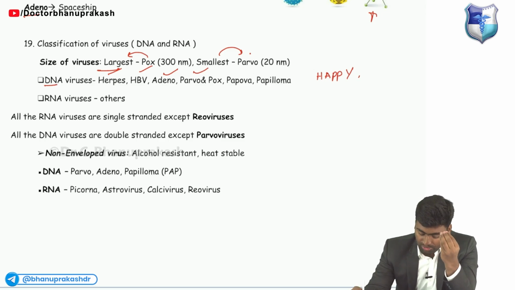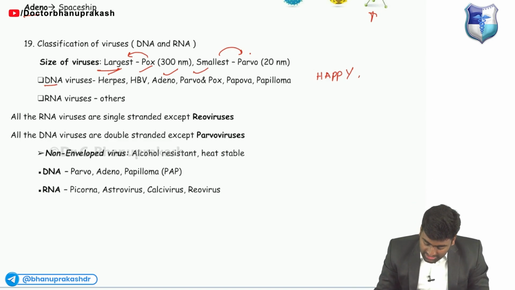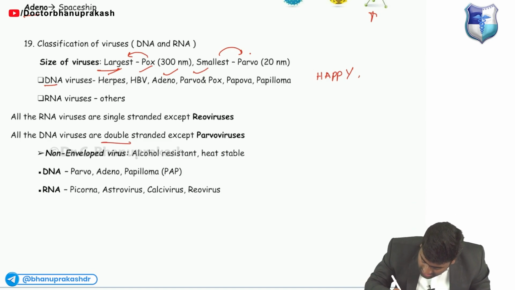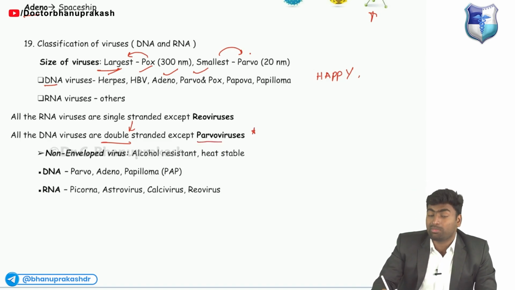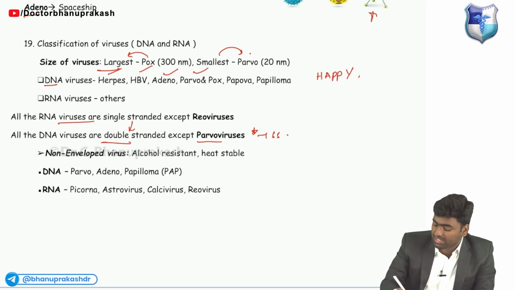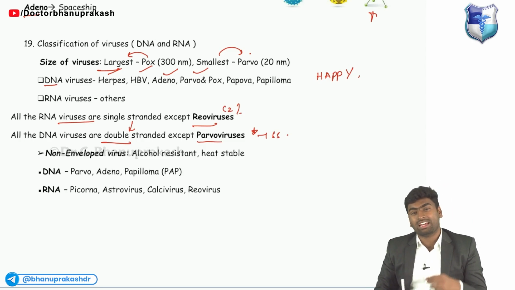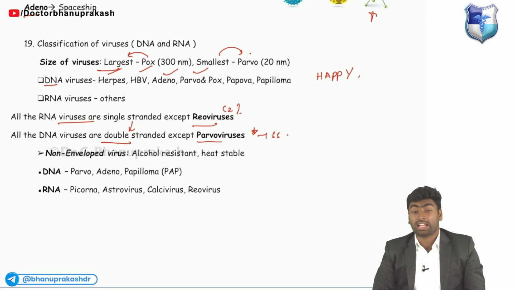All of them are DNA viruses. The rest are RNA viruses. DNA viruses have double stranded DNA, except one virus, parvovirus, which has single stranded DNA. RNA viruses are usually single stranded. And we know parvovirus is the smallest virus.